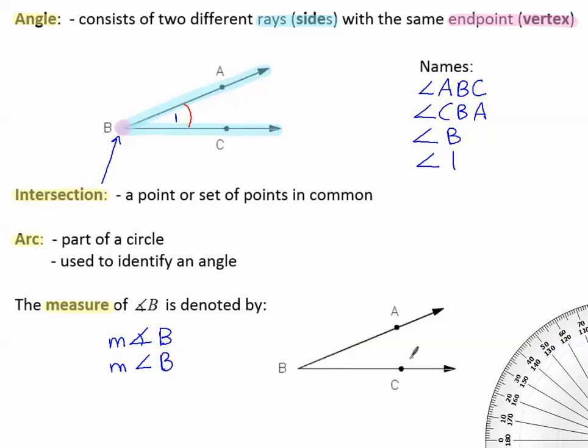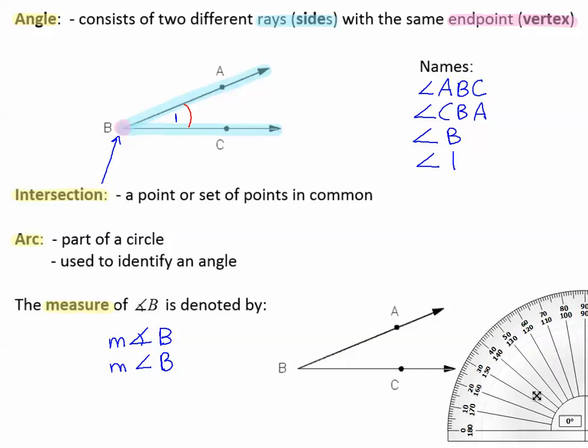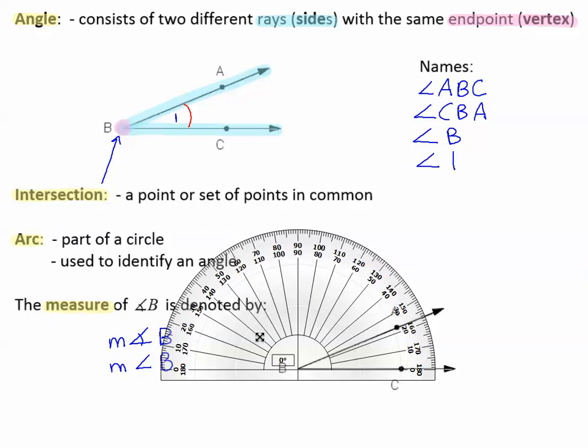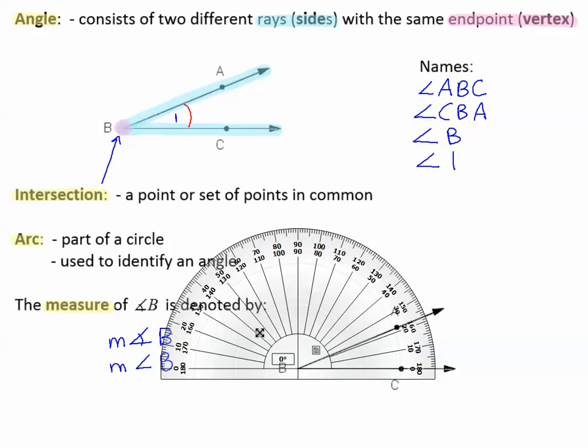So if I'm going to measure angle B, or angle ABC, I'm going to get my protractor. I'm going to put the center of the protractor, where the vertical and horizontal lines meet, at the vertex. One side will line up on the 0 degrees, and then the other side is where I read the numbers. So I see that this says 0, and then 10 degrees, and then 20 degrees, and then I notice that it's 2 tick marks past the 20-degree mark. So this angle would measure 22 degrees.